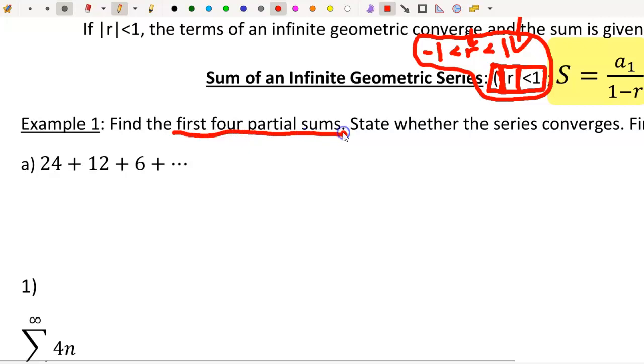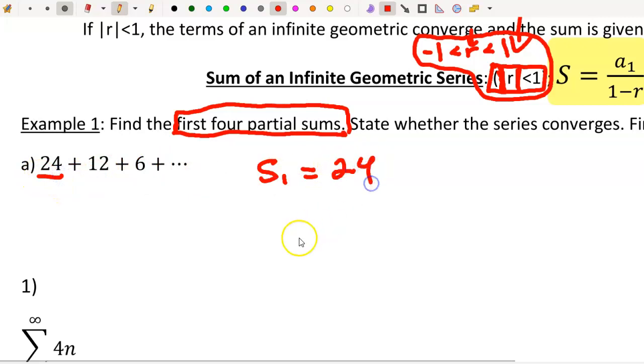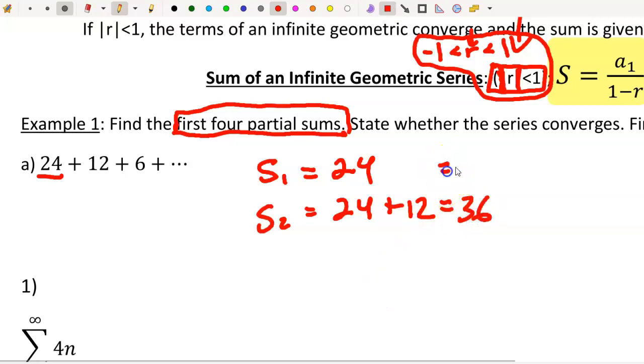So the first thing we're going to look at is partial sums, which just means add up the first number, the first two numbers, the first three numbers, the first four numbers. So this is more of a vocab problem. If you know what that means, the math is third grade math. So the first partial sum is 24. The second partial sum is 24 plus 12. So nothing difficult about it. It's basic math, and don't overthink it.